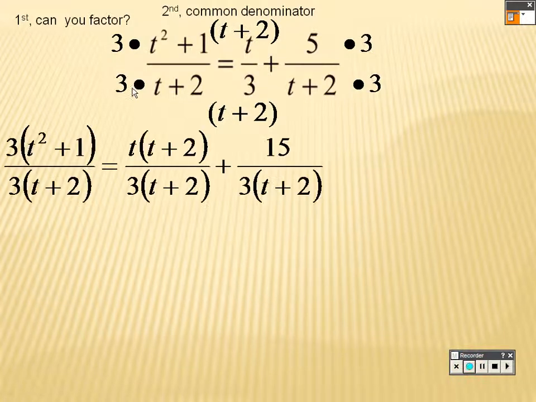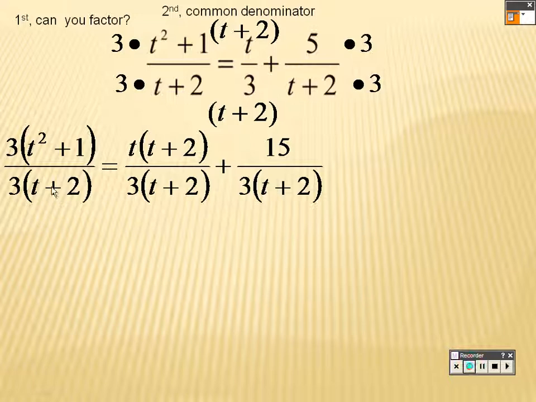So now I have on the bottom a 3 times t plus 2, 3 times t plus 2, 3 times t plus 2. All the bottoms are the same. I multiply the top of this one by 3, that's why this is 3 times t squared plus 1. I had to multiply this one by t plus 2, which is why it's t times t plus 2. And 5 times 3, I just jumped the gun and wrote it down as 15 now.